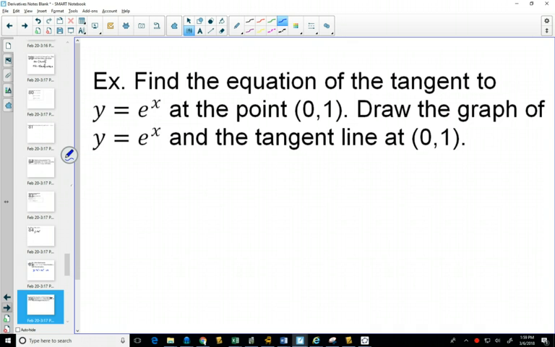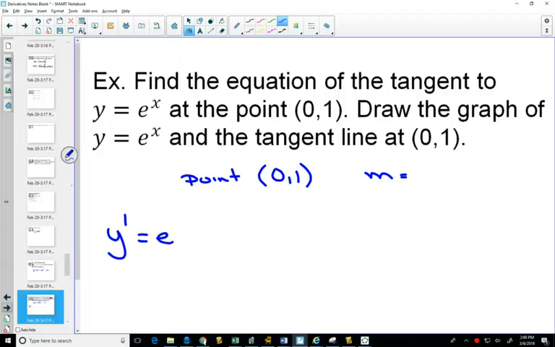So find the equation of the tangent of y equals e to the x at the point 0, 1. And we're going to draw this to show a picture of what's happening. Well, in order to find an equation of a line, you need two things. You need a point, which we already know. We know the point is 0, 1. We also need the slope. In order to figure out the slope, we find the derivative, because the derivative is the equation of all possible slopes. And when the x value is 0, y prime will be e to the 0, so our slope will equal 1.